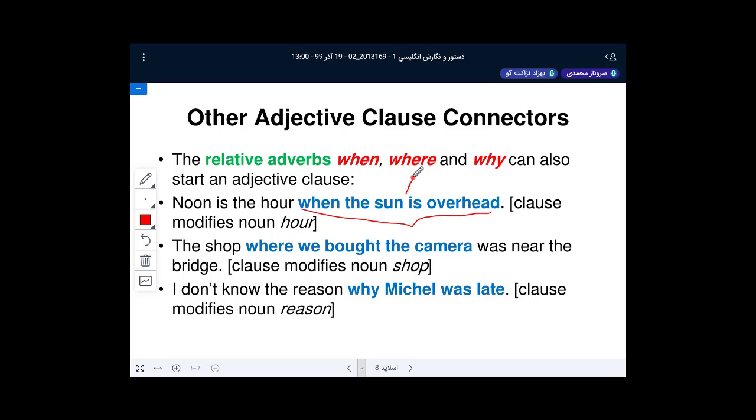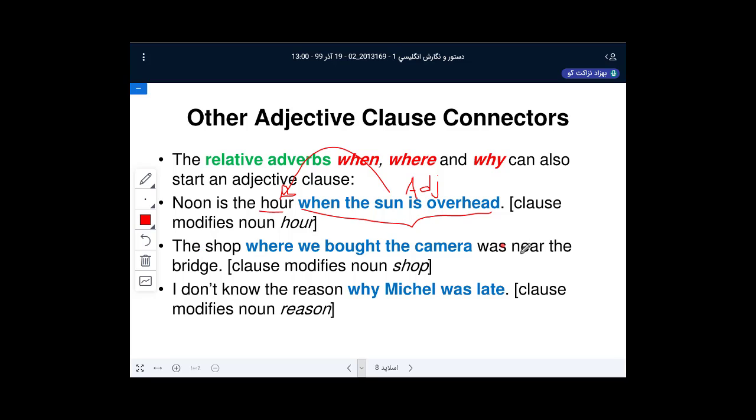It is an adjective. It functions as an adjective. Why? Because it follows a noun and it post modifies the noun. It tells something about the noun. The noun is the hour. Which hour? The time when the sun is overhead.